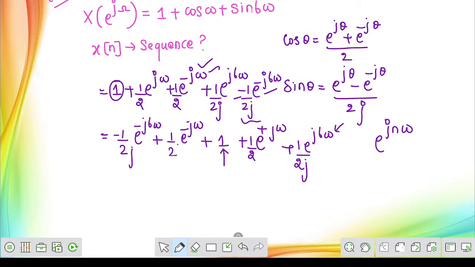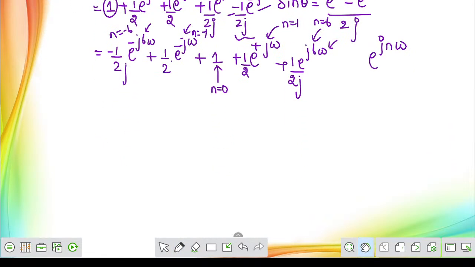So here this is the center point. At n equal to 0, you can obtain this value. Then here if you observe at n equal to 1, we are obtaining this value. And this value we are getting at n equal to 6. And this value we are getting at n equal to minus 1. And this value we are getting at n equal to minus 6. Then how will you form the sequence, sir? Now I will tell you how to write this down.